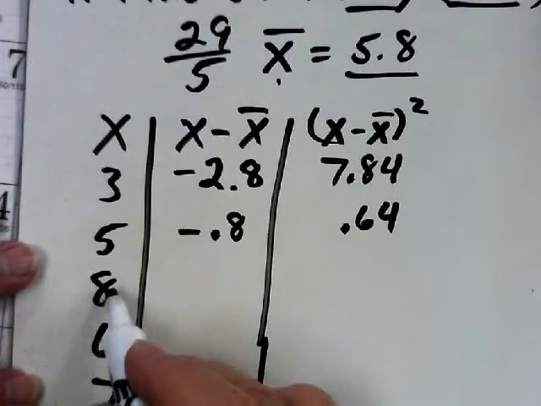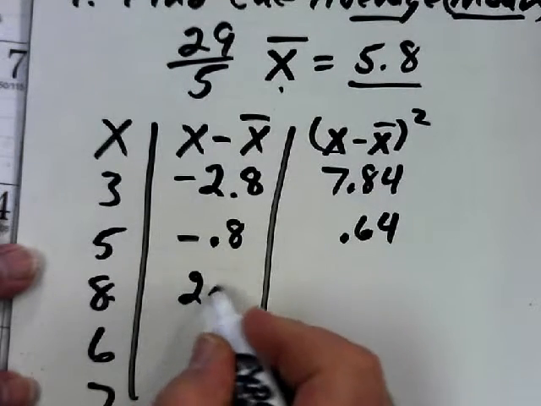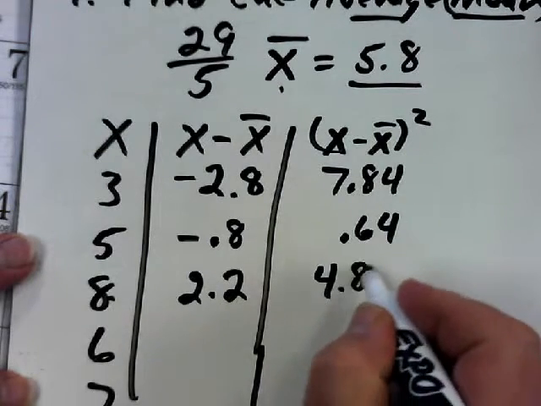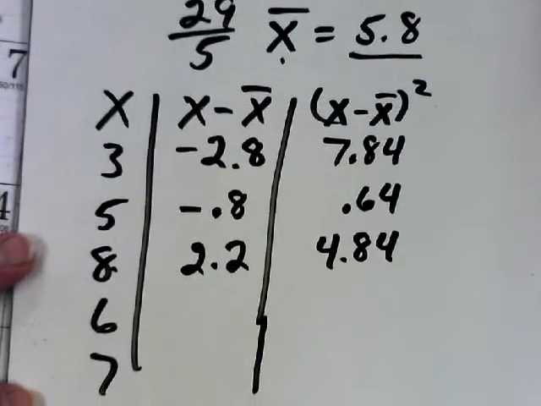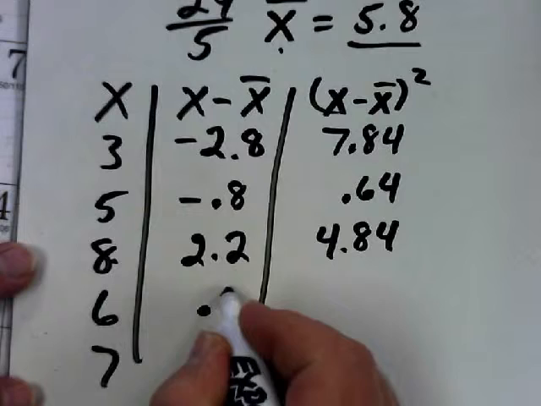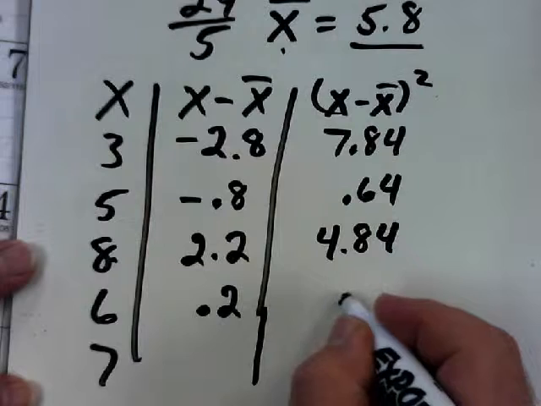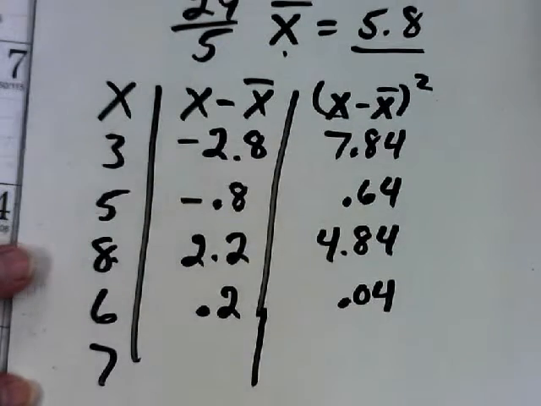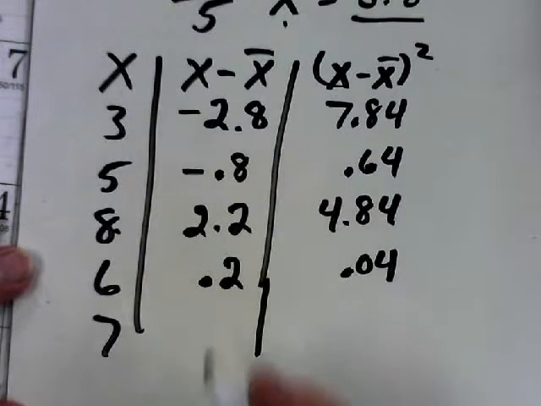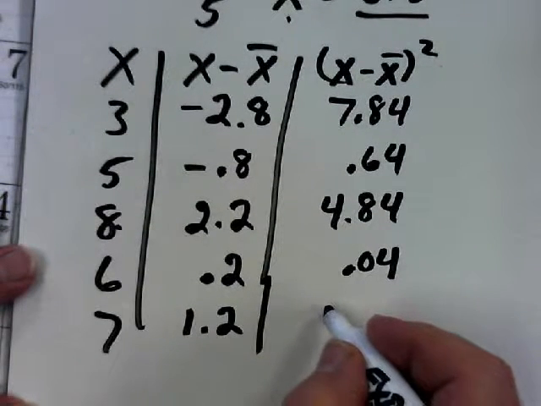Okay, now I have to take 8 minus 5.8 and square that. 4.84. Okay, now I have 6 minus 5.8, which is 0.2, square it, 0.04. Then I take 7 minus 5.8, 1.2, and that should give me 1.44.